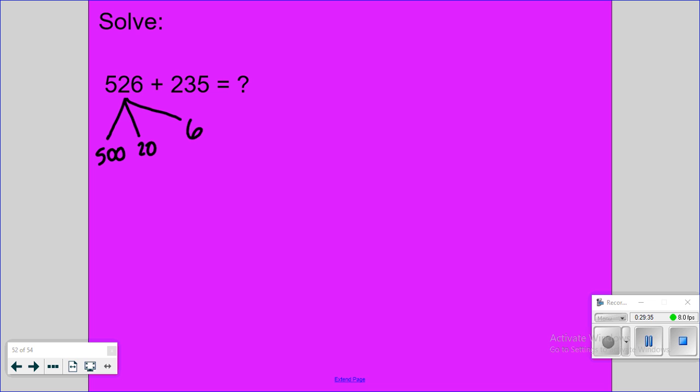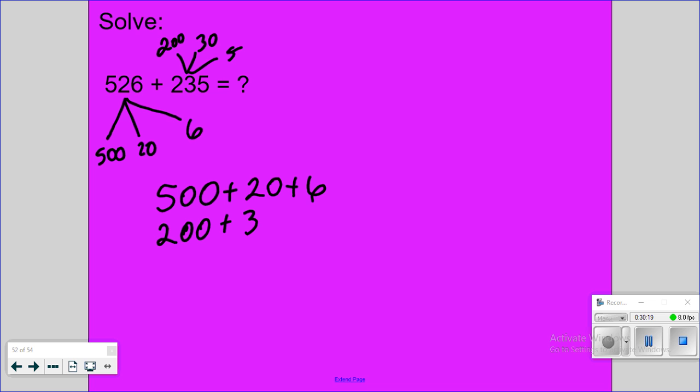Awesome. If you're going to use our break apart triangles, you can make it like that. Or if you would rather write it in true expanded form, it looks like this. The reason there are plus signs in it is because we are adding these numbers back together to get to 526. What about 235? What is that going to be? Elena? Awesome. 200 plus 30 plus 5.